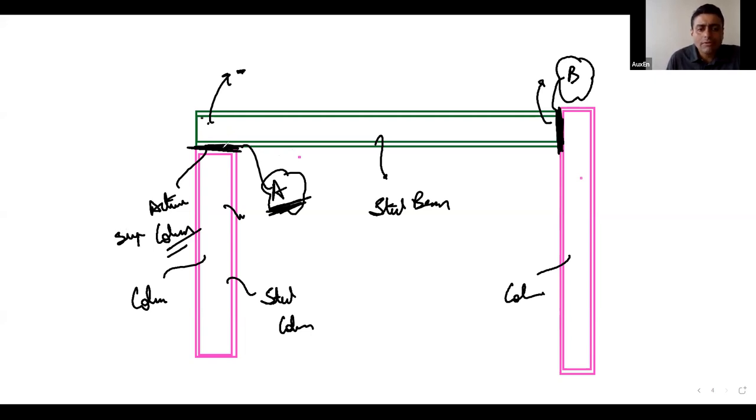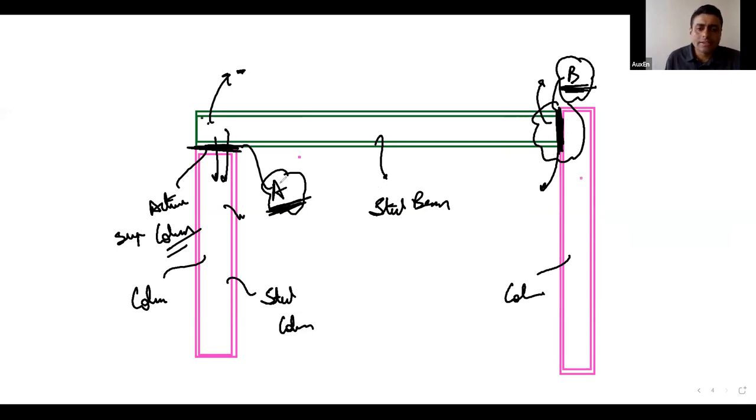Active support means, let's say even if the connection does not perform well or it malfunctions, still your beam will continue to get the support of the column, at least vertical support. Let's say it will not get the moment, it will not get the rotational support, but at least the vertical support it will continue to get. But if you look at this connection B, it is completely dependent on the connection, right? If you look at this connection B between the beam and column, it is completely dependent on the working of this connection. So if your connection B malperforms or does not perform efficiently, then there is going to be a direct failure over here.